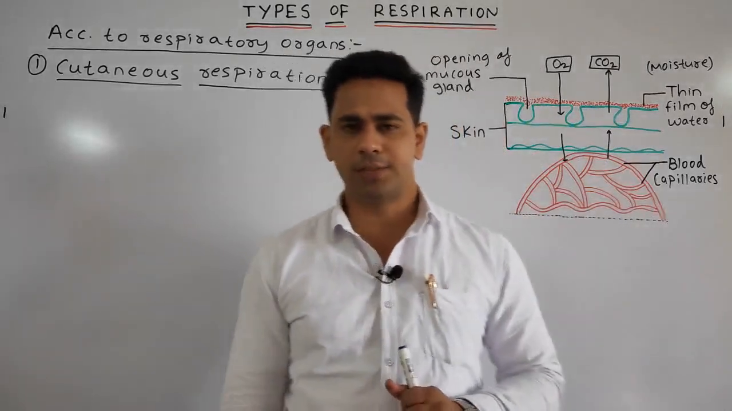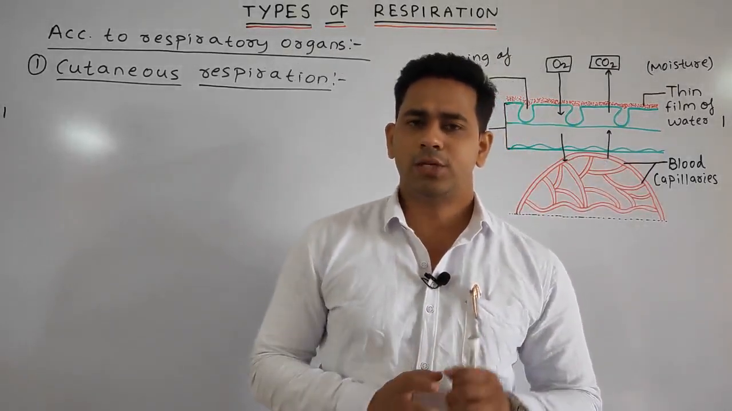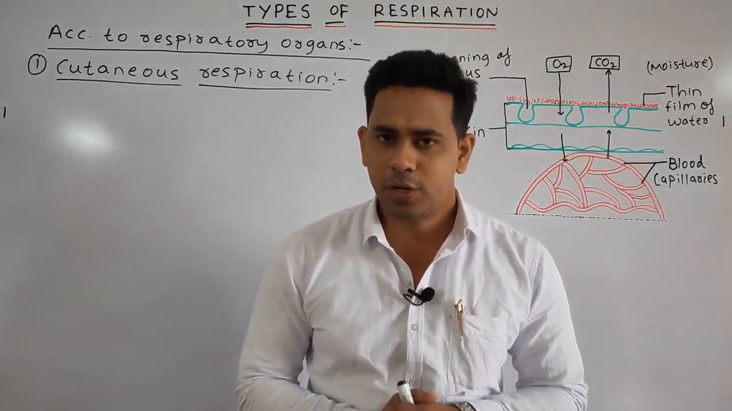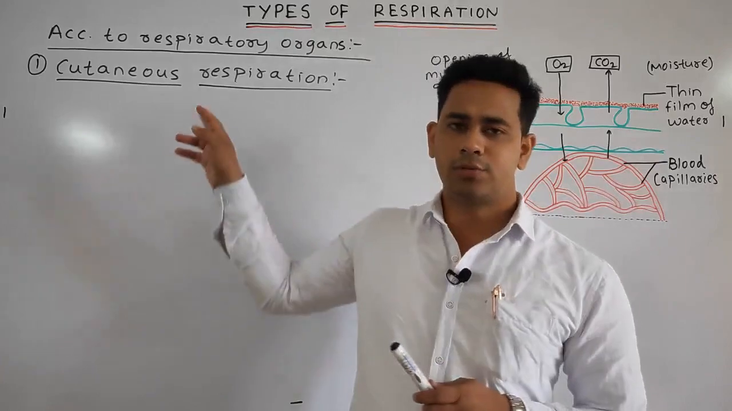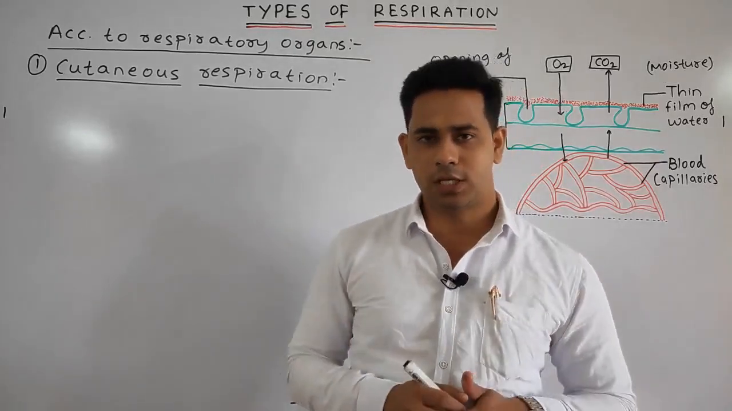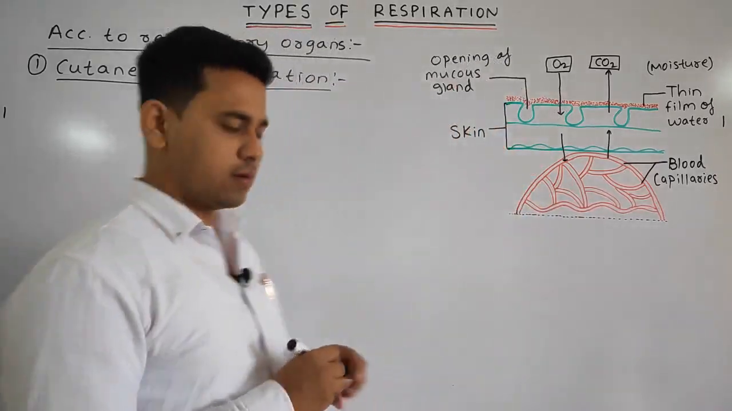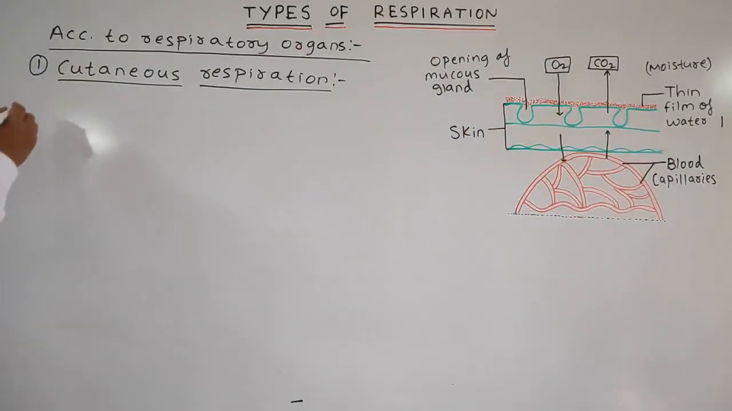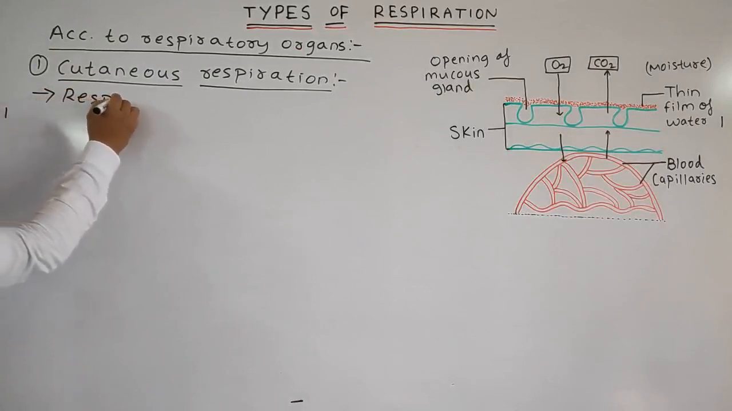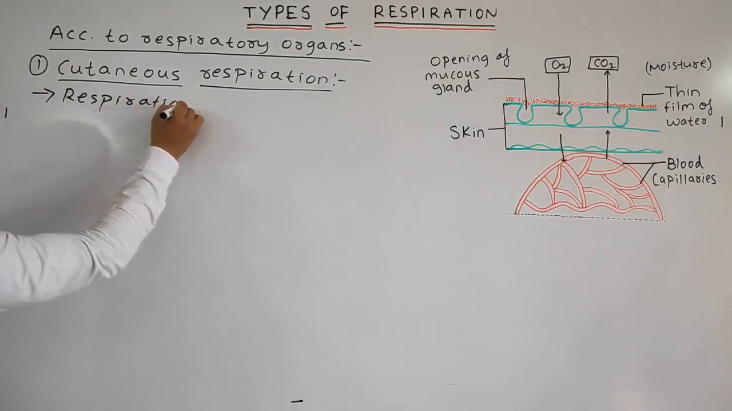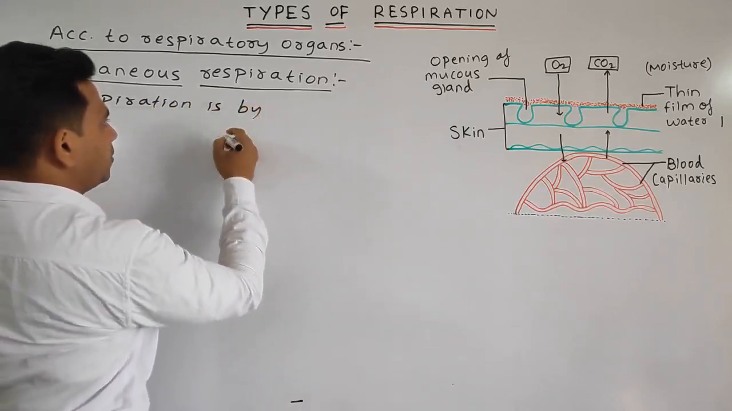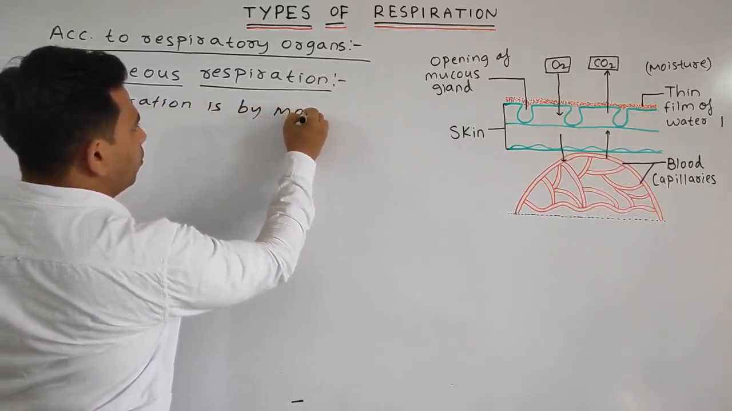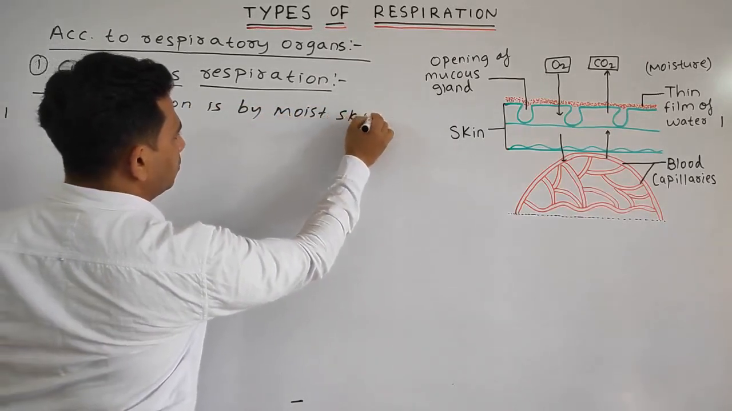As I said, in cutaneous respiration, the respiratory organ is the skin. So we can write our first point: in cutaneous respiration, respiration is done by the moist skin. First point, respiration is by moist skin.